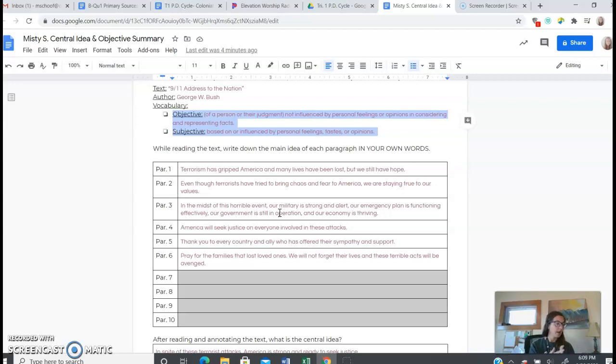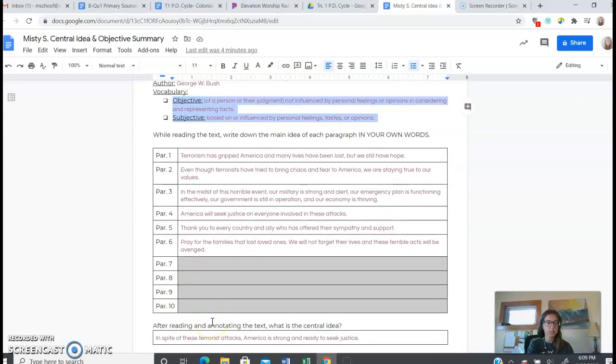So I have done that with this text. And I clumped it up into six paragraphs. Notice that there's room for 10. You could obviously add more if you needed to. But I just put those main ideas from each paragraph kind of in those boxes.